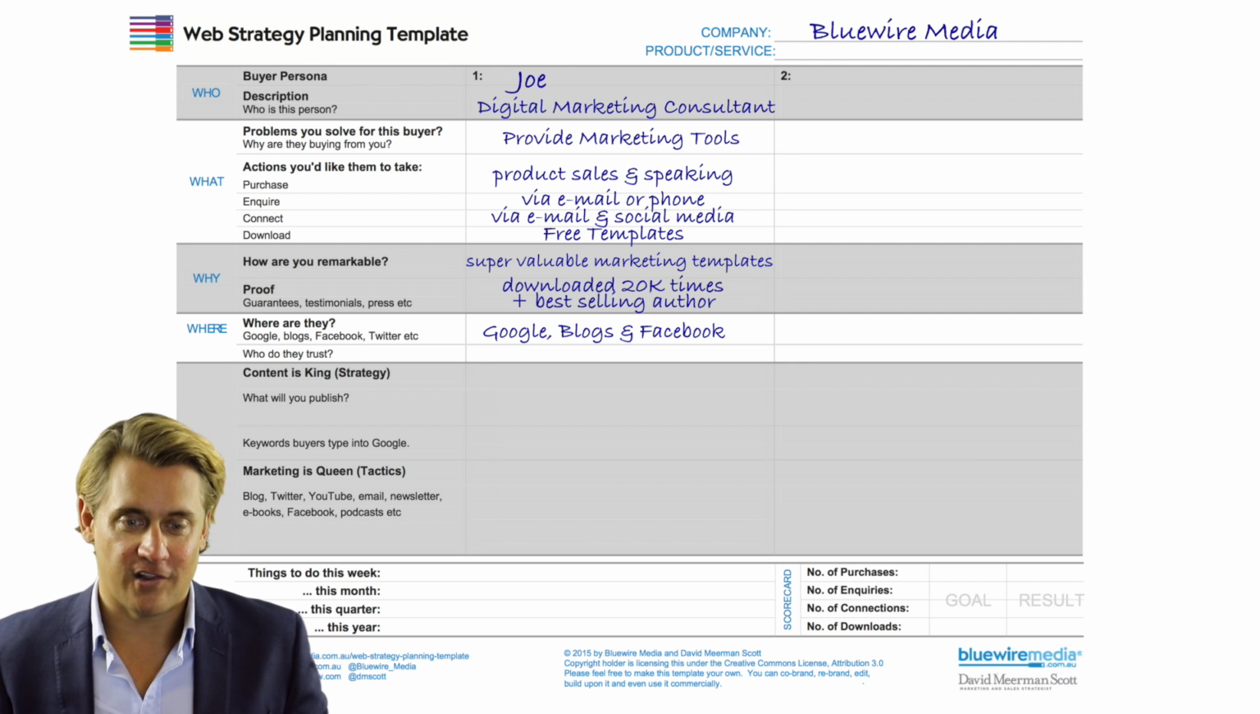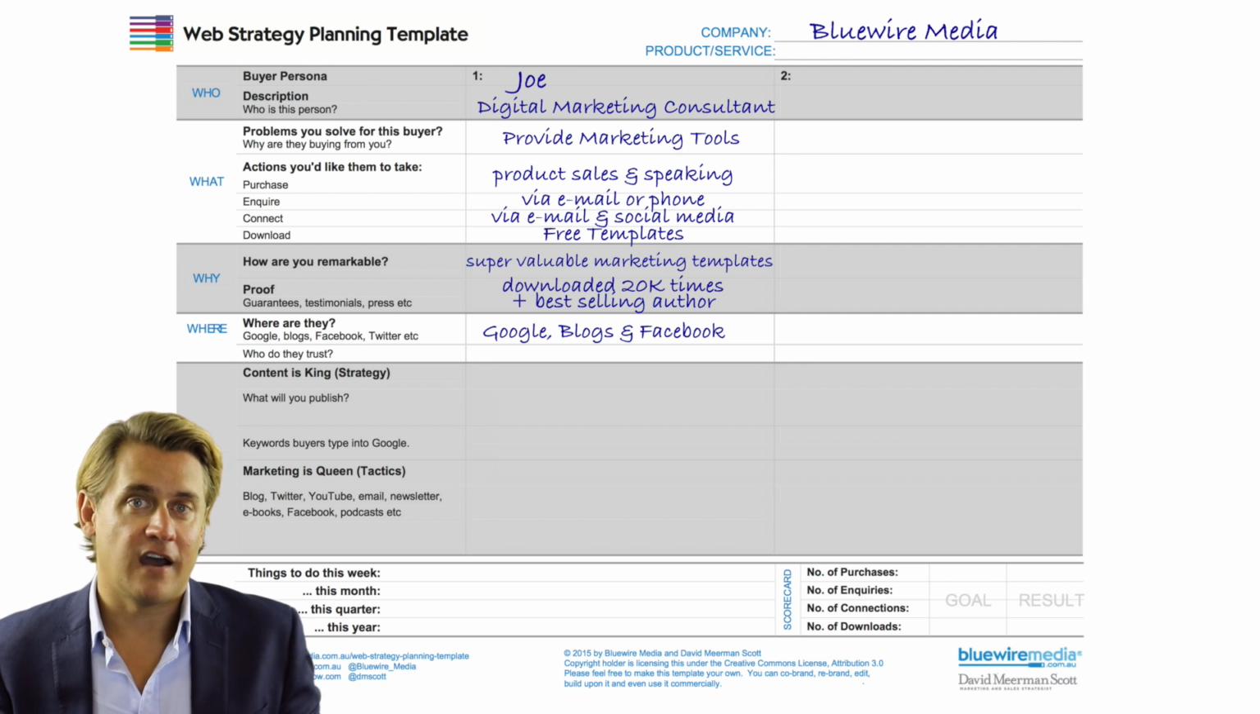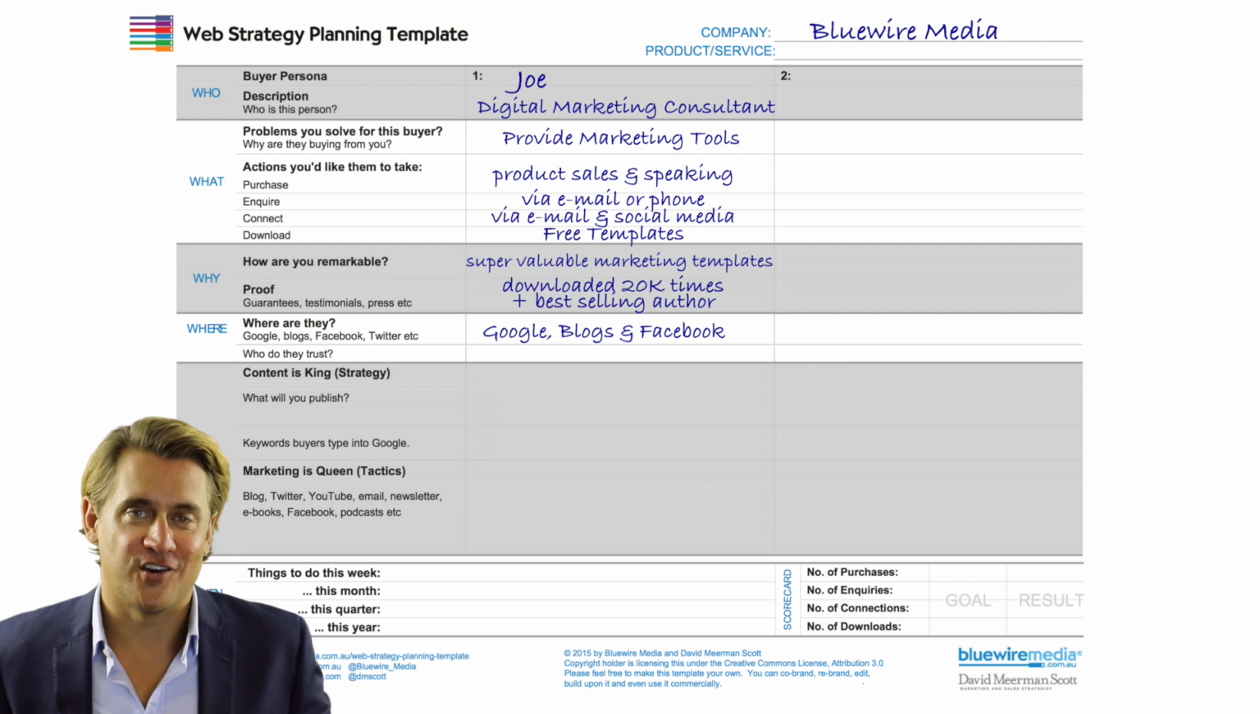Which people do they follow? Are they on Twitter? Are they not? Are they on Periscope? Are they not? These are all considerations when you're trying to work out where your buyer personas hang out online.